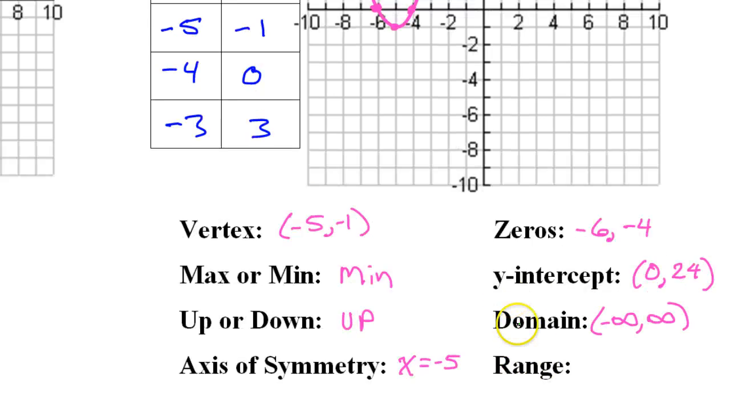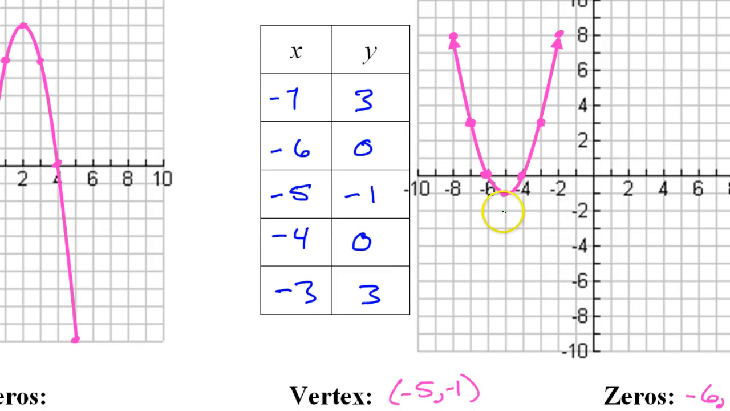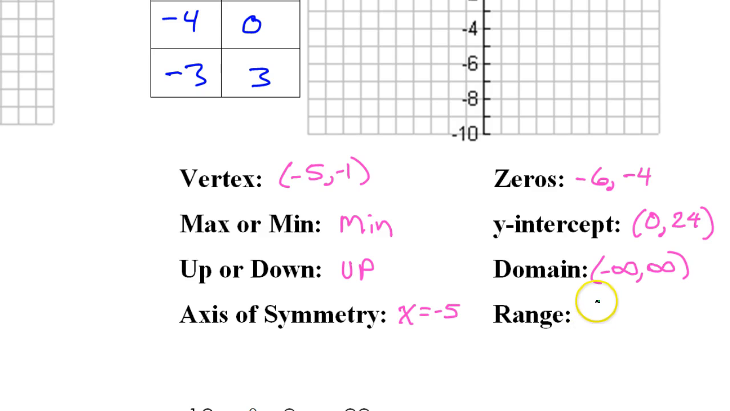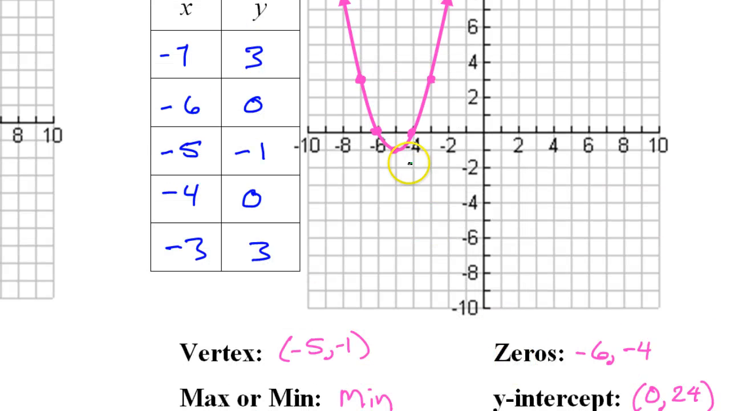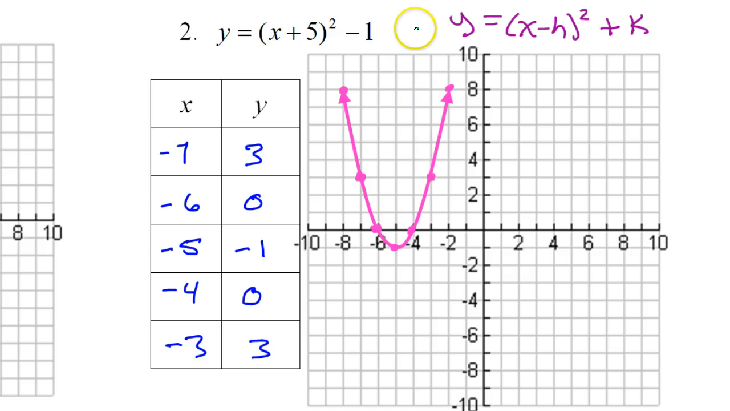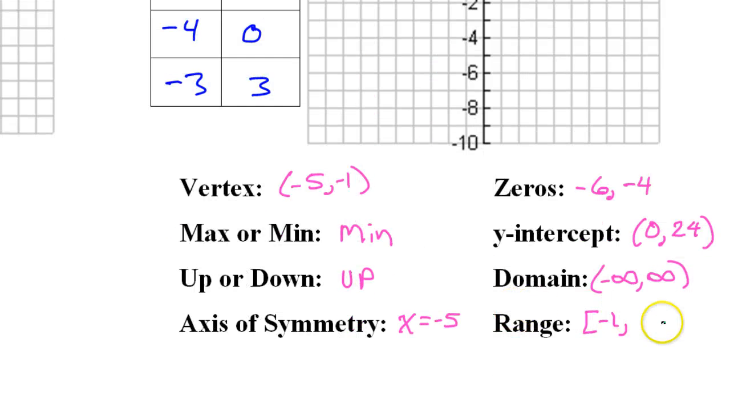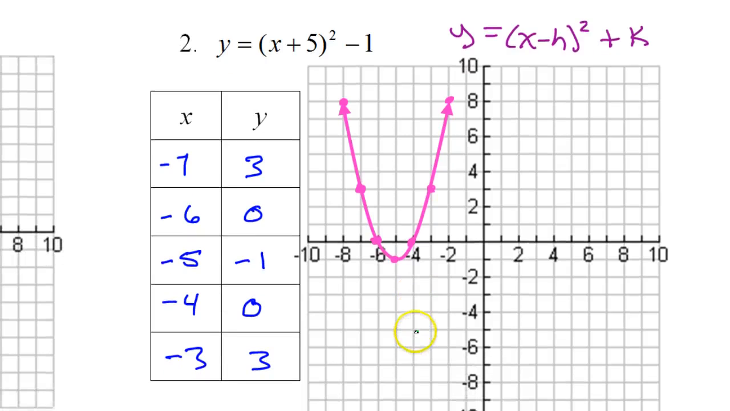The range is the y values. It will always be given from bottom to top. Alright, the lowest value is here at negative 1. So it will be negative 1. We'll use a square bracket to show that negative 1 is included in the range. The parabola touches negative 1. And then the parabola goes up forever, so positive infinity after that. So negative 1 to infinity, in that order. Okay, so that is it for number 2.